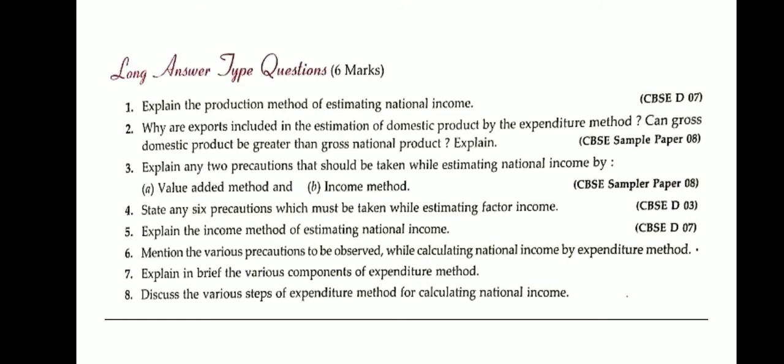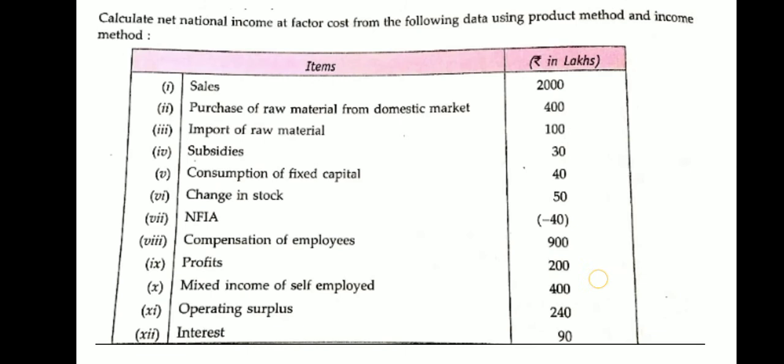Explain the income method of estimating national income. Mention the various precautions to be observed while calculating national income by expenditure method. Explain in brief the various components of expenditure method. Discuss the various steps of expenditure method for calculating national income. These are all long type questions and answers, but definitely you will get one sum of 6 marks that you need to calculate. If it is given that you need to calculate it with the help of product method or income method, then you are going to use that, or else whatever method you like you can use.